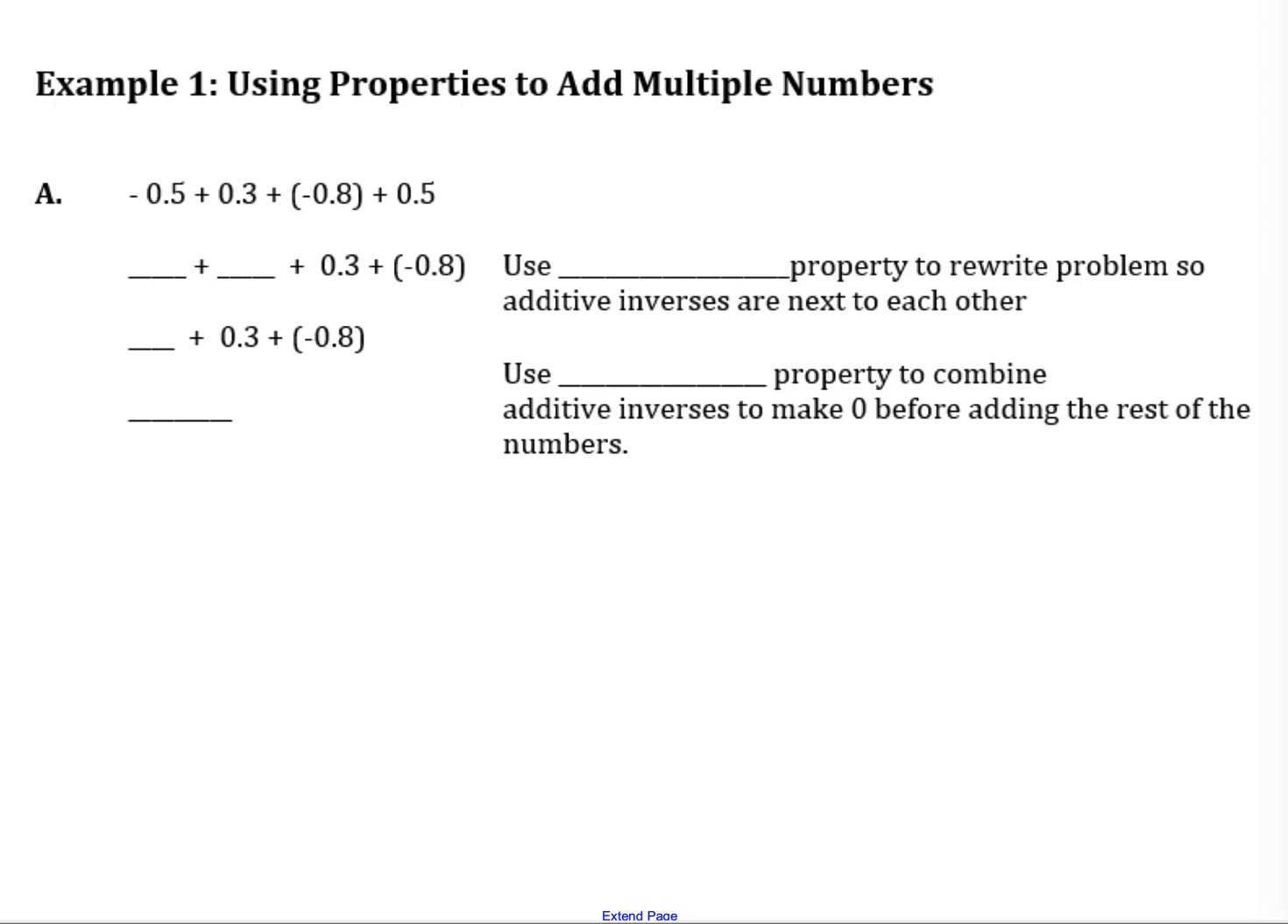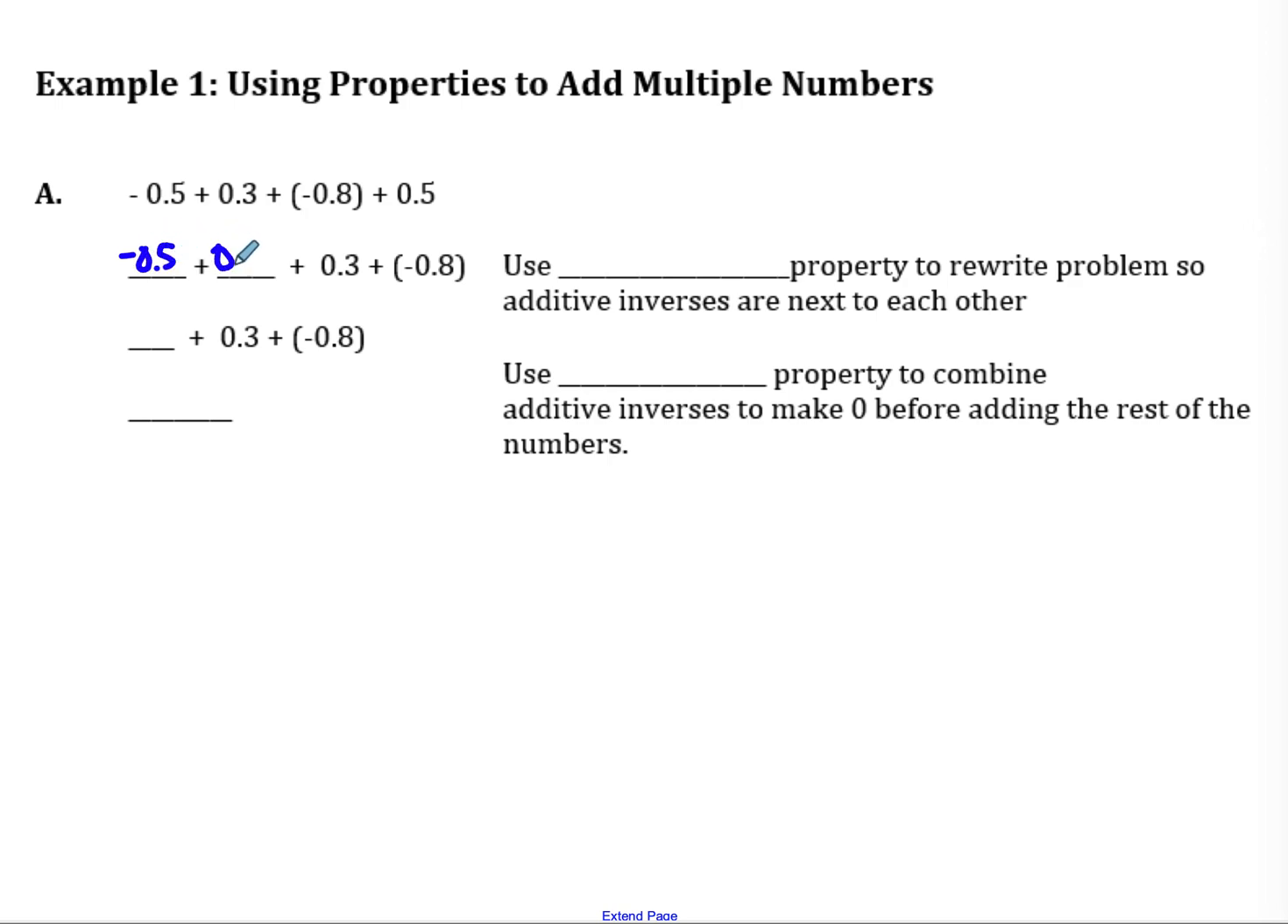All right, so let's start by just looking at some addition ones. We saw ones just like this in chapter 1, but this time we have decimals and fractions instead of integers. So our problem, negative 5 tenths plus 3 tenths plus negative 8 tenths plus 5 tenths. It's always a good idea when you have multiple numbers to look for inverses. Here it's an addition, so we're looking for additive inverses. Those are numbers that are opposites of each other. Same number, different sign.